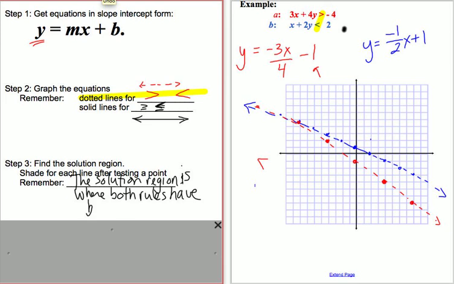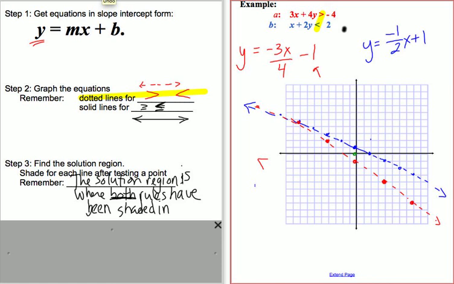So we only want to shade in there, extremely dark, where both rules have been shaded in. And that's key: both of them have to be shaded in. I'm going to shade very lightly, and I'm going to keep with my colors here to help us keep it straight. I'm still going to pick 0, 0 because it's my favorite point to pick. So I'm going to test 0, 0, and I'm going to go back to the inequality.